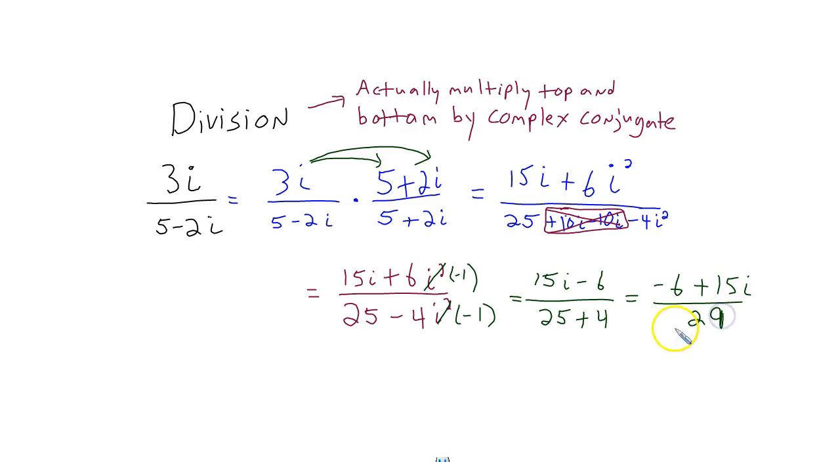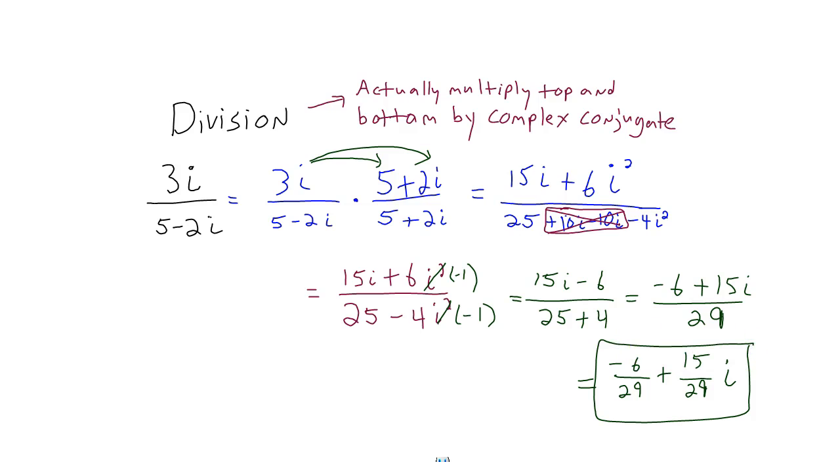Now, technically speaking, this is a good answer. We've divided, but we like our answer to be in complex number form. And there is a real and imaginary part on the top, but the bottom is kind of messing that up. So all we're going to do is split this into two fractions, right? It'll be negative 6 over 29 plus 15i over 29, or 15 over 29 i. So now we have a real part, negative 6 over 29, and we have an imaginary part, 15 over 29 i, and that is a great answer to this division problem.